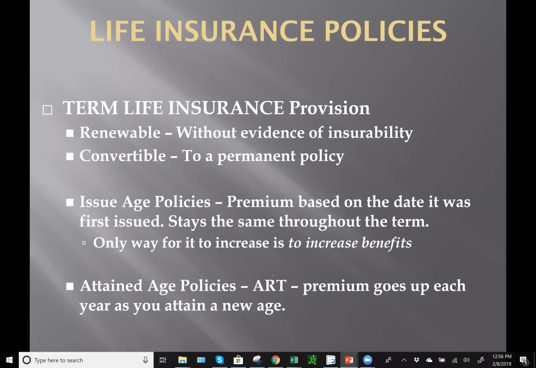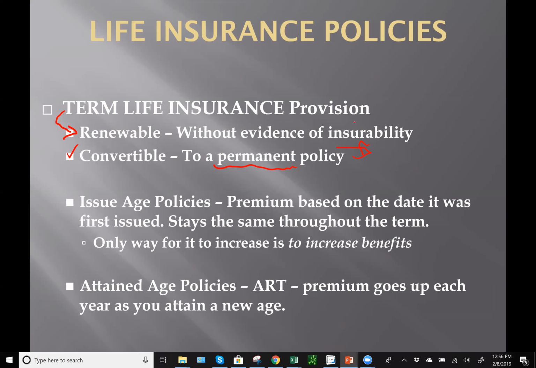Let's say they wanted to renew it at the end of the term. Well, they're going to renew it for another term policy, and they can do that without evidence of insurability. So even if they have some health problems, they do not have to prove insurability. Or they could use the convertible provision and convert it at that point to a permanent policy. And once again, they can do it without proof of insurability.